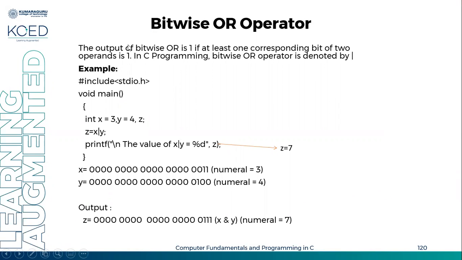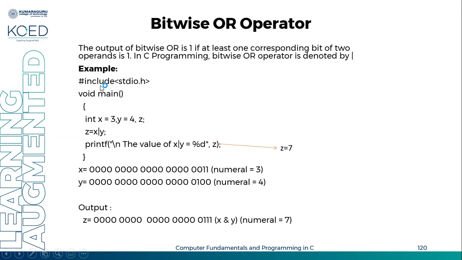Okay, the output of a bitwise OR operator is 1 if at least one of the corresponding bits of the two operands is 1. If the corresponding bit value of any one of the operands is 1, it will return a 1. If both operands are 0, then only the bitwise OR will return the value 0. In C programming, the bitwise OR operator is denoted by the pipe symbol.